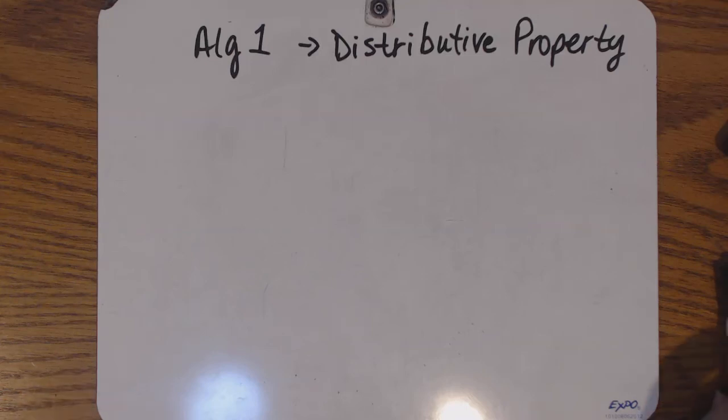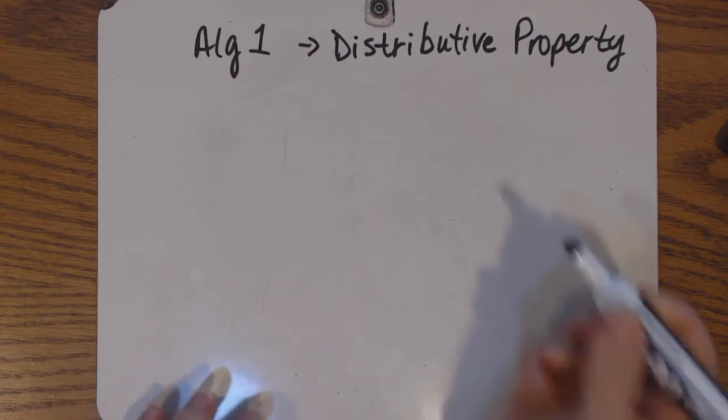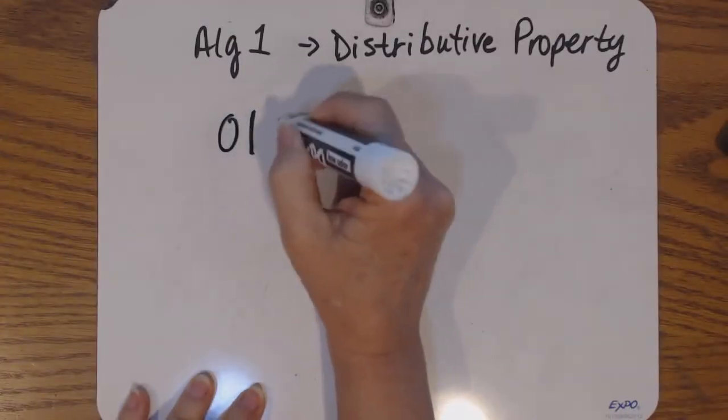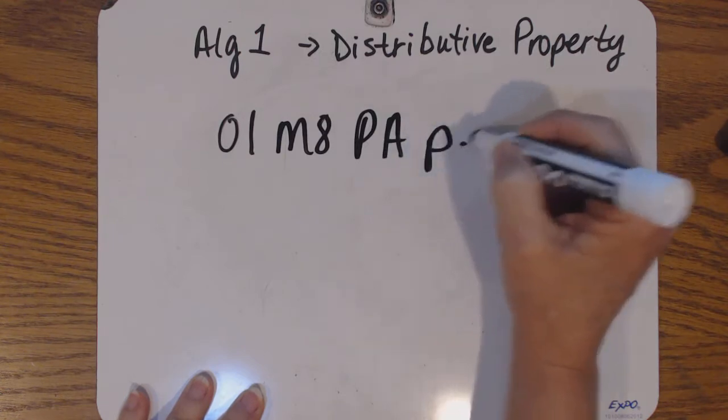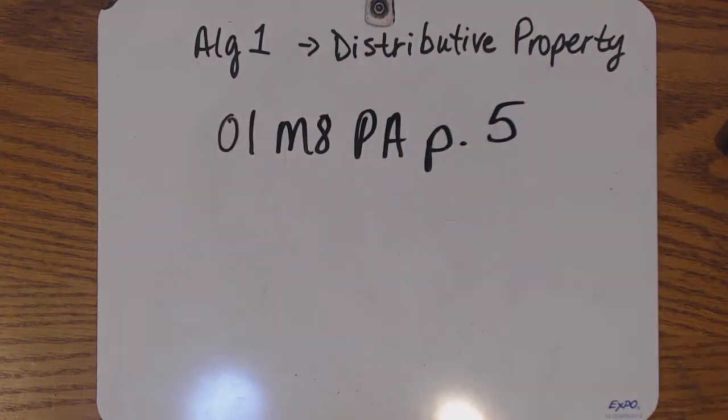Good morning, everybody. Yesterday's quiz showed that a lot of you are having trouble with the distributive property problems that were on the homework. This is page 01, M8, pre-algebra, and that was page number 5. These are a little bit more complicated than what you probably ran across in your basic pre-algebra class.